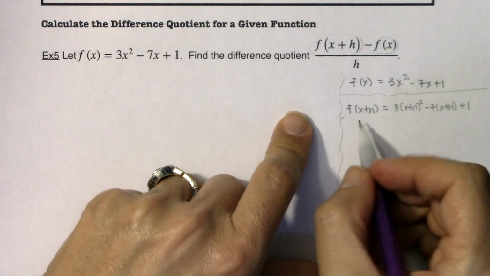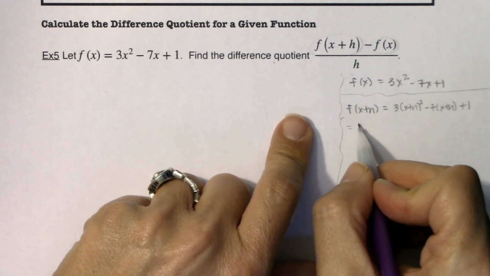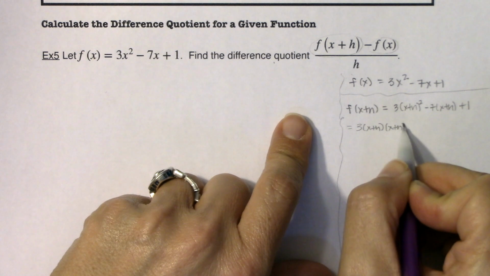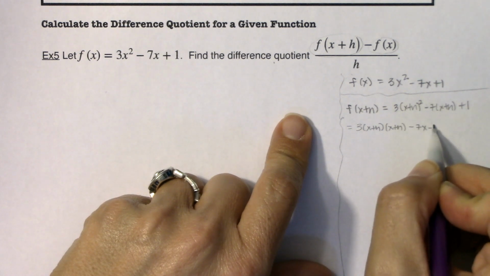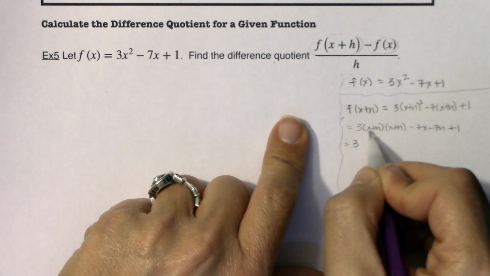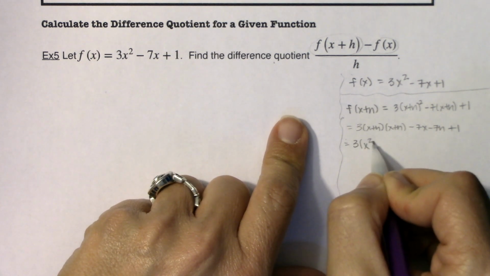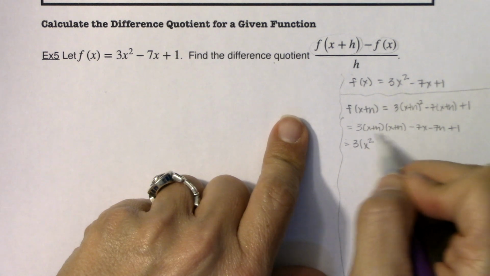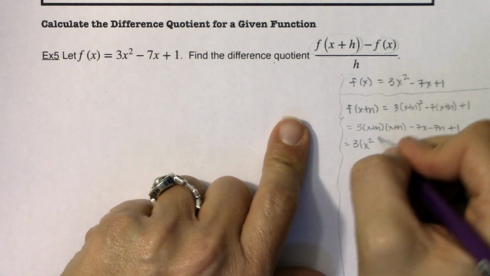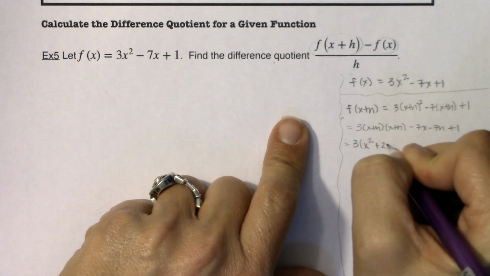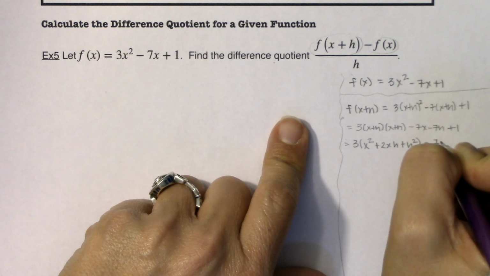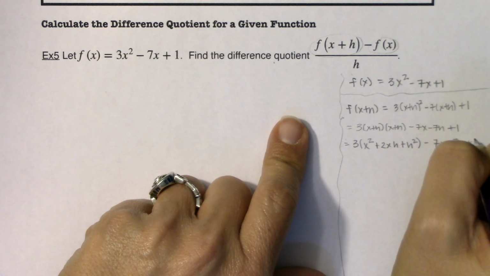I would need to FOIL it out. So I'm going to do a bunch of algebra. So give me a moment. Let's do some algebra. This is going to be 3 times (x plus h) squared minus 7x minus 7h plus 1. So let's keep going. So we have 3. If I FOIL this, we're going to have x squared for first. Outer and inner are both xh, and those are going to be like terms. So I'm going to have 2xh plus h squared, minus 7x minus 7h plus 1.